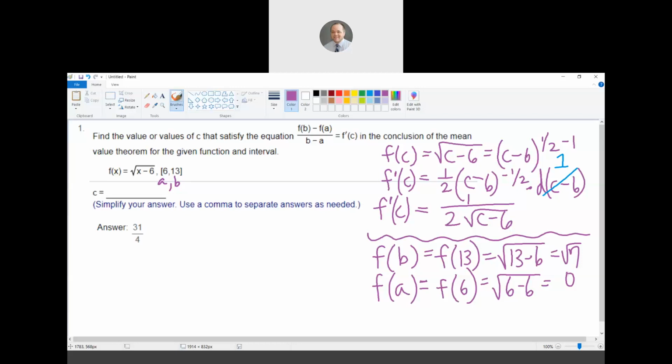Now let's plug everything into our equation. Hang on just a second. Let me copy and paste it so we can use it.